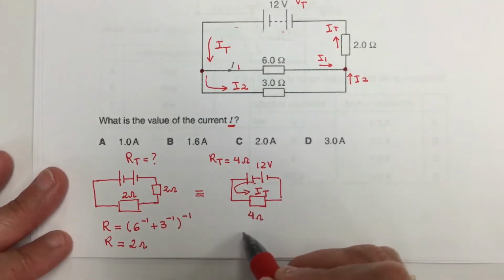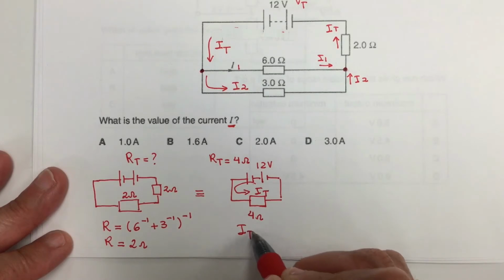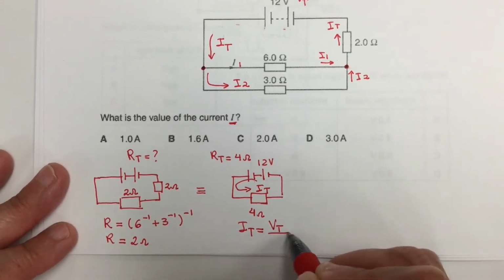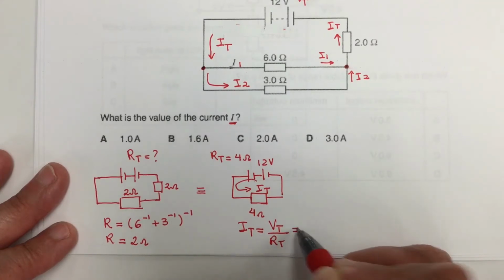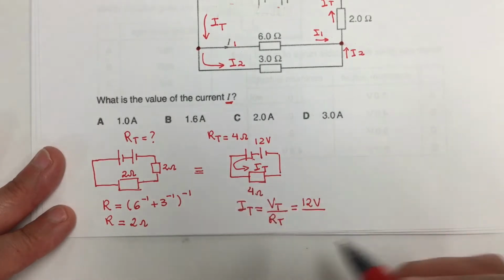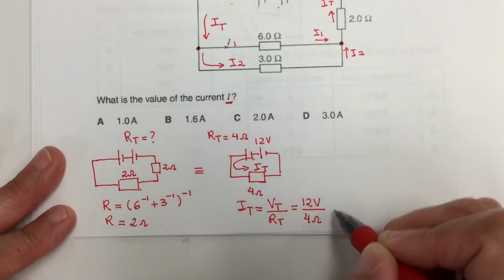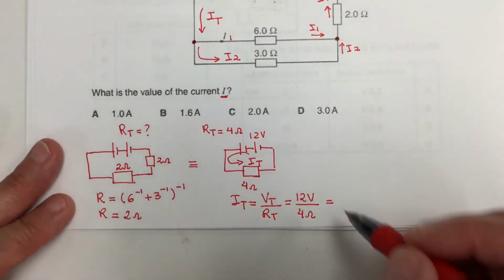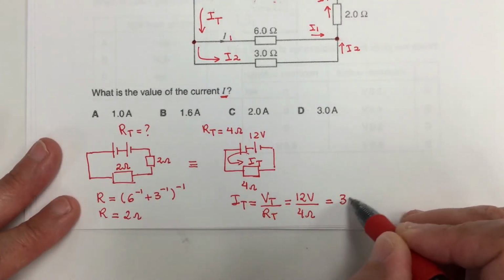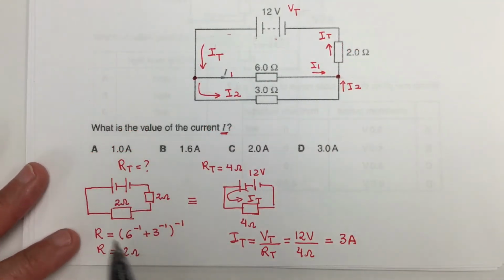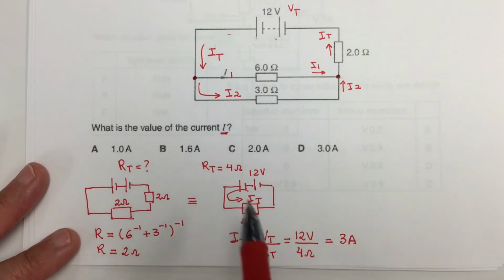So my total current in this case is total voltage divided by total resistance. My total voltage provided is 12 volts. My total resistance is 4 ohms. So my total current that is flowing through the battery is 3 amps. So after that I calculate the total resistance of the circuit, which is 4, and the total current.